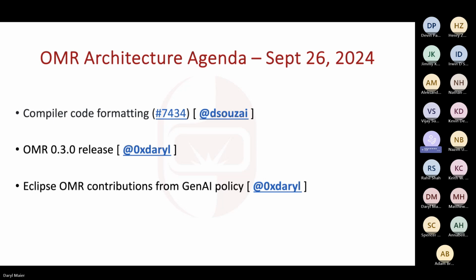Other comments, feedback on this? I'm thinking the OMR 0.3 release, we're trying to do September 30th, so that's not going to interfere with this at all. What was the cadence you were thinking? Was it quarterly? Yes. Okay, so we could do it for 0.4 then. Yeah, for 0.4, it'll be in the fourth quarter.